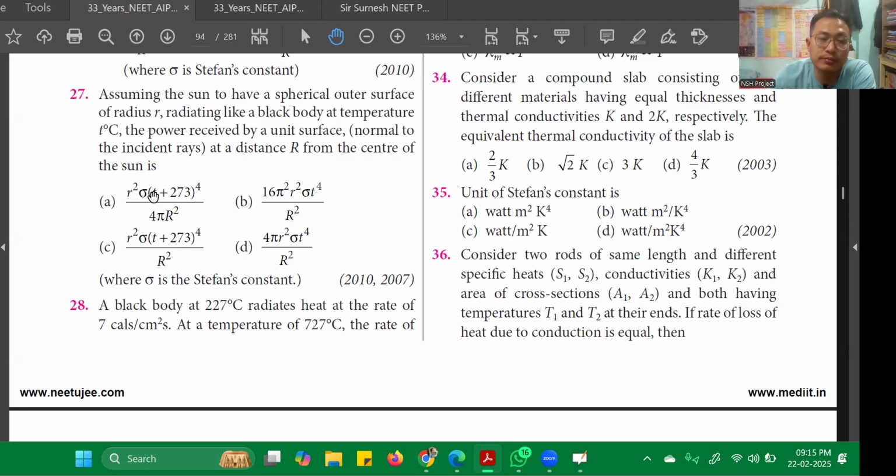Sigma r square, sigma. Assuming spherical outer surface of radius r, then 4 pi small r square, radiating like a black body, and the power received by unit surface at a distance r is small r square over capital R square.